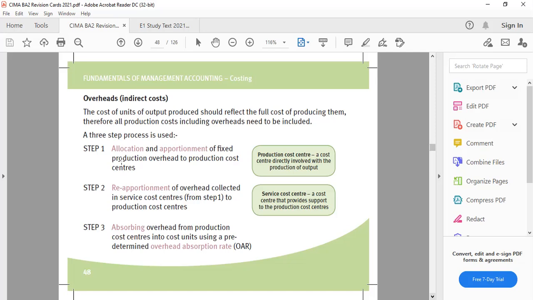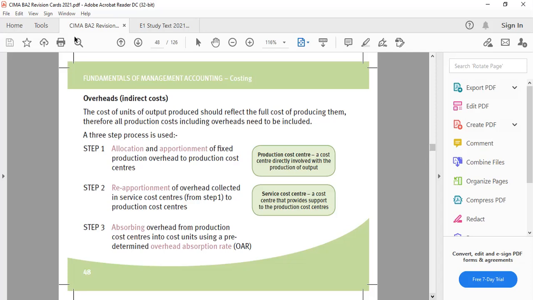So here it says that there are three steps in the process of accounting for overhead cost. The first step talks about allocation and apportionment of fixed production overhead cost to production cost centers. So anything which is incurred at the factory level, any production overheads, should first be charged to the production cost centers where the production work is carried on. Then, reapportionment of overheads collected in service cost centers to production cost centers. Then, absorbing overheads from production cost centers into cost units.